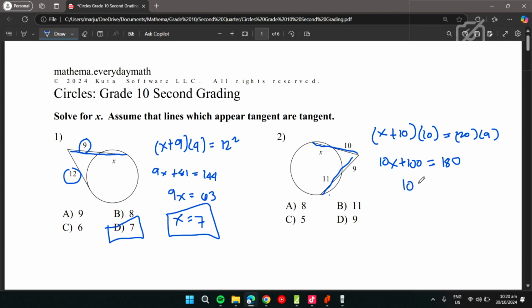So we have 10x is equal to 80, right? Because again, 180 minus 100, that is 80. And just divide everything by 10. So x is equal to 8. So x will be 8. What letter is that? That is actually letter A. Alright? So, yung gagawin natin.